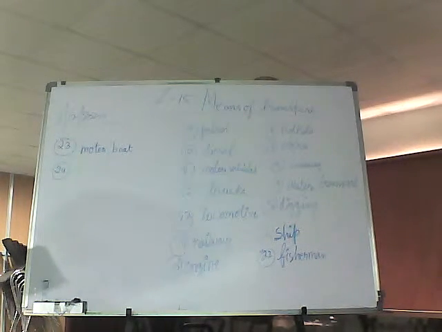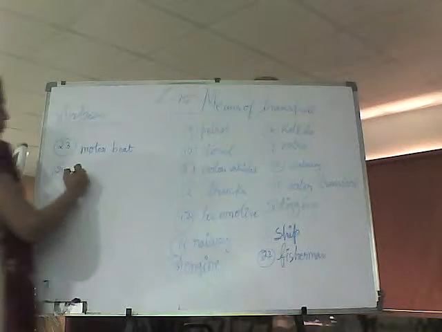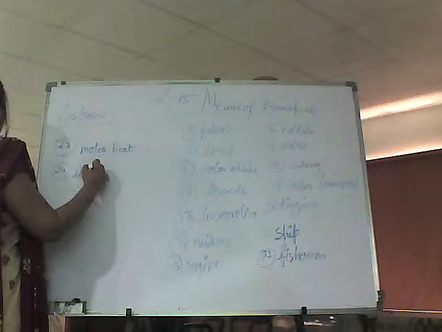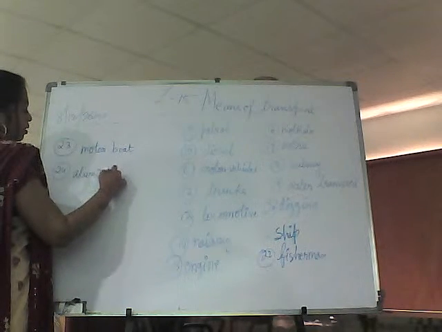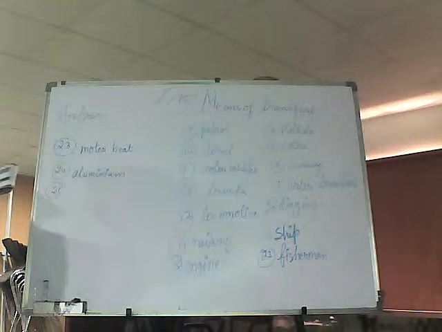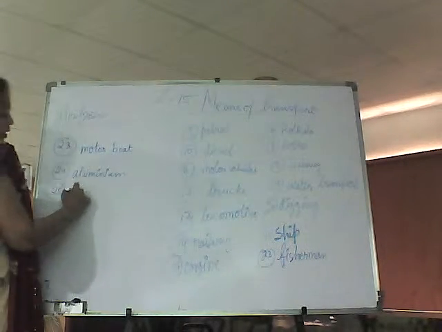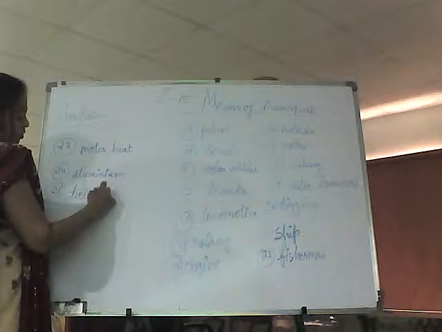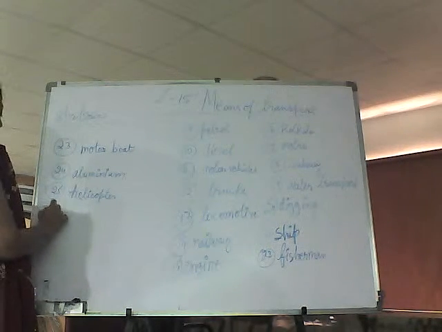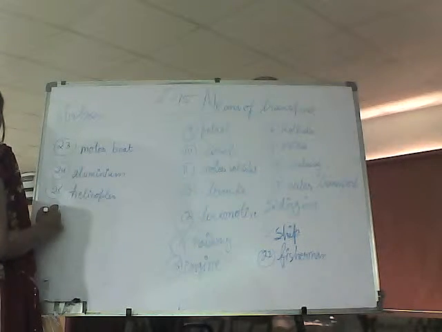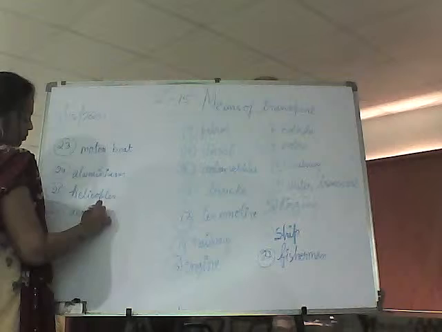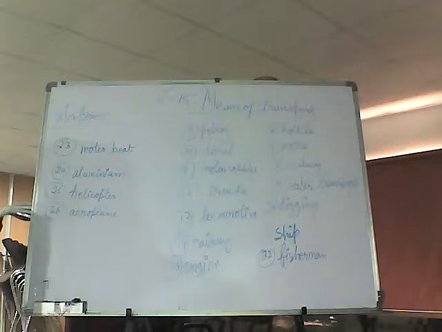Then number 24, aluminium. Okay, 24 is aluminium. Number 25, it is helicopters. Helicopters. It is also a means of transport, helicopter. Then it is aeroplane. Okay, aeroplane. Write down aeroplane, it's an easy word.